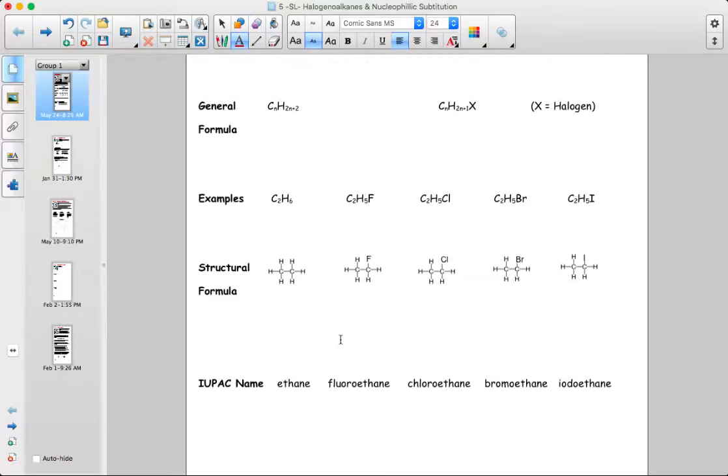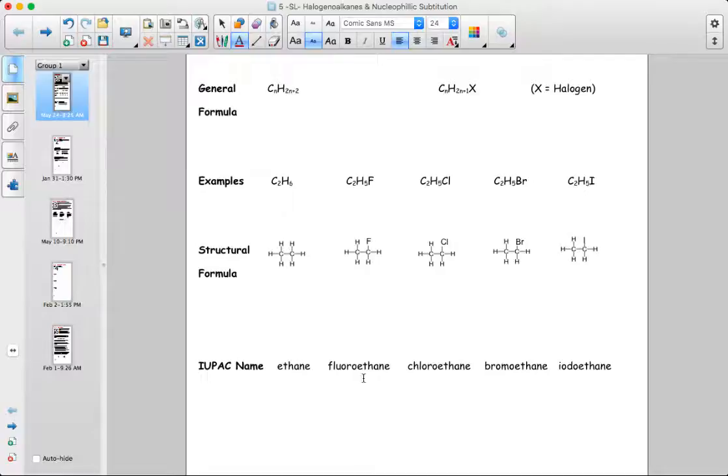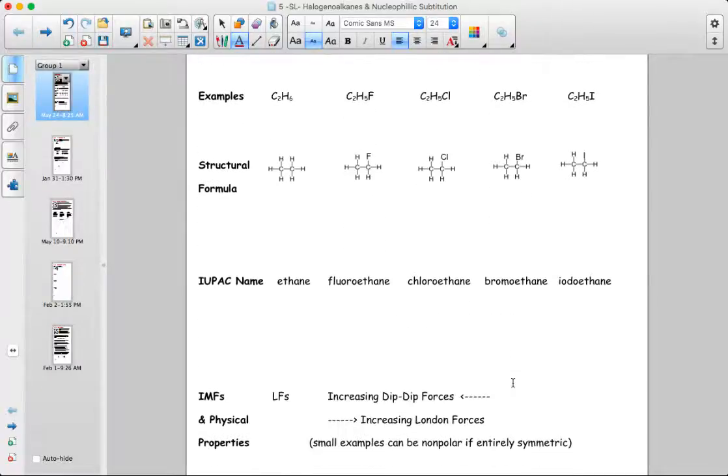In terms of names, unlike most of the other functional groups that we're going to learn about, the halogen gets added to the front of the name in the same way that a methyl or an ethyl would get added to the front of a name. So in a way, it's almost considered as like a branch or a side chain rather than a really important functional group. So this is called ethane, fluoroethane, chloroethane, bromoethane, and iodoethane.